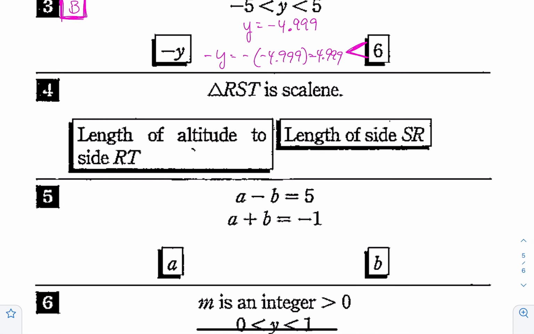Next, for number 4, triangle RST is scalene, and I want to compare the length of the altitude to side RT versus the length of side SR. So you want to draw a scalene triangle, and remember, scalene means that 3 sides are different. So if you have triangle RST, in this case, you want to compare the altitude to the side RT, which would be the height. This is the altitude, versus side SR. So in this case, based on the triangle that you drew, SR is the hypotenuse, and the altitude is one of the legs of this right triangle. So in this case, the hypotenuse is longer.